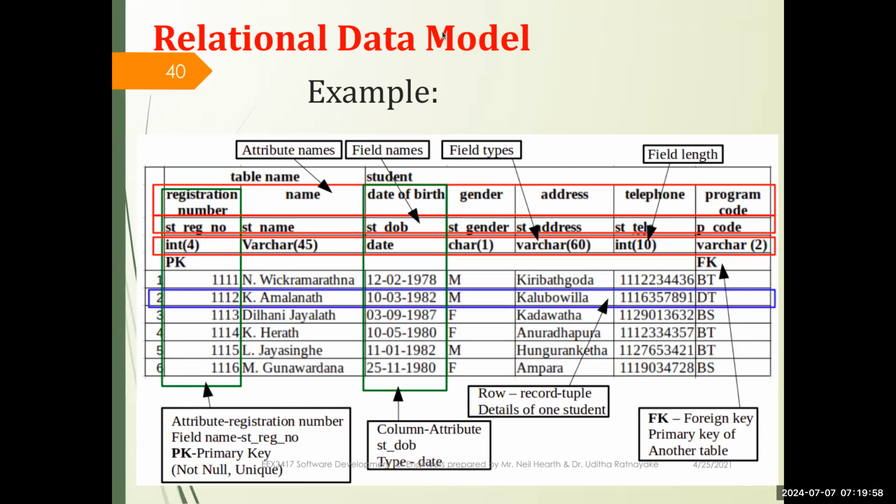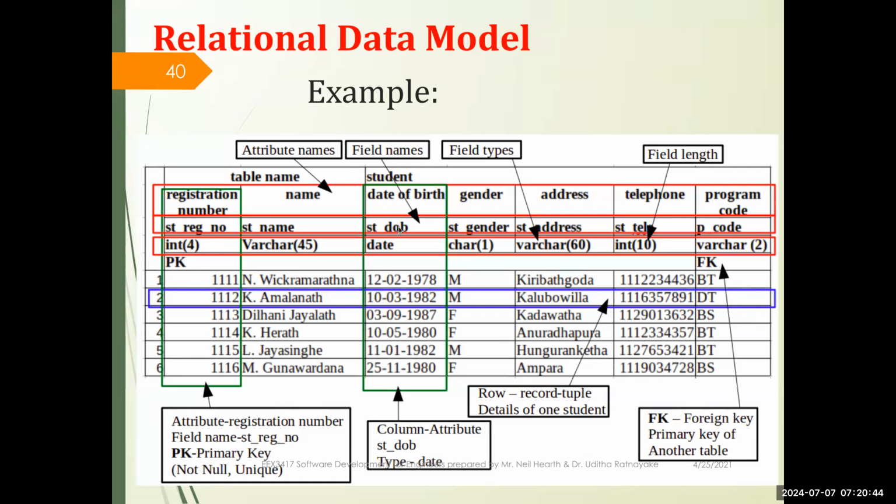Now, the relational data model example. I will explain the details about the table. In this table the table name is student. The attribute names are name, registration number, date of birth, gender, address, telephone, and the program.